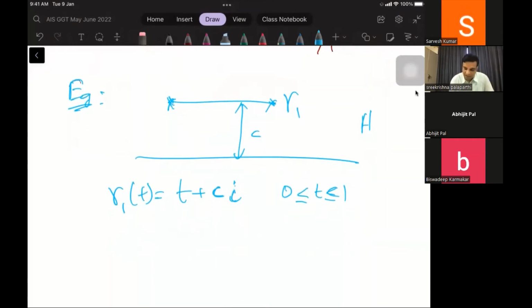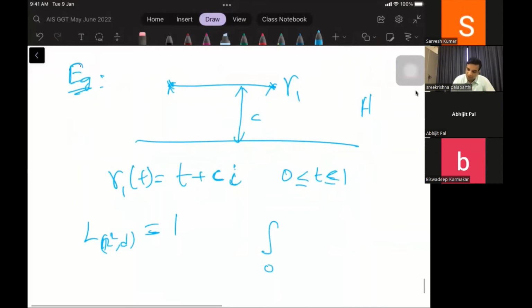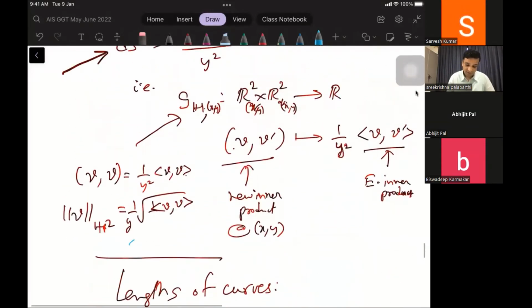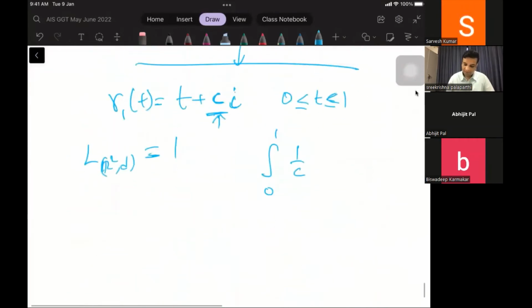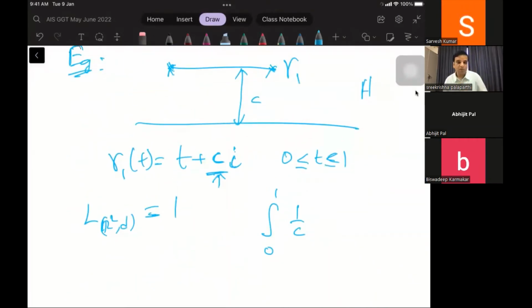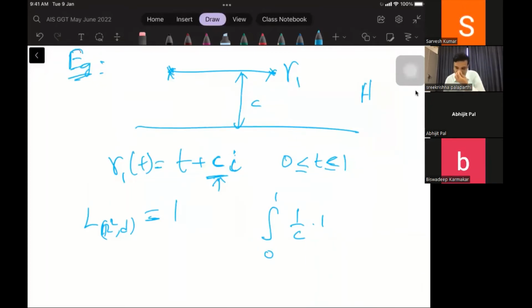So what is the Euclidean length of this curve? Well, it's simply 1. And then what about the hyperbolic length? It is the integral from 0 to 1 of 1 by y, and the y coordinate is c. It's not y squared, but 1 by y. Gamma 1 prime is 1, so the square root of 1 gives 1, and the norm of that is just 1. And so with dt, you get 1 by c.